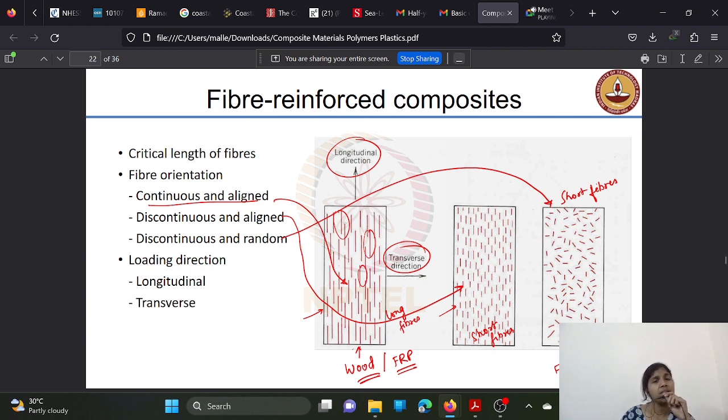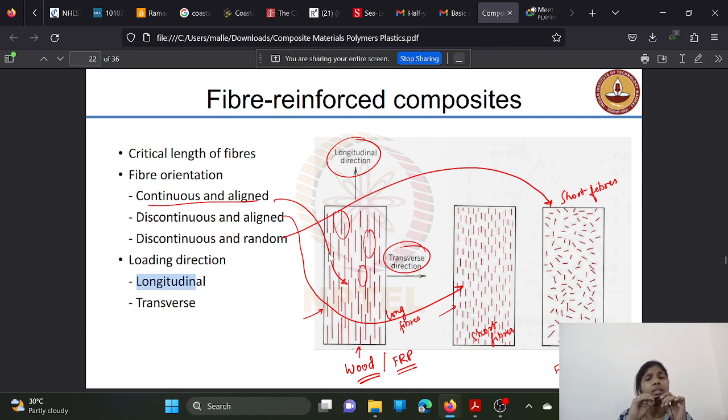And see, these are fiber reinforced composites. The critical length and fiber orientation. The fiber orientation is important here. In the first picture, it is continuous and aligned in the direction of loading. In the second picture it is discontinuous but still aligned. That means the short fibers which are discontinuous but are aligned in one direction. The third one is discontinuous and random. That means there are short fibers arranged in a random fashion, and the loading direction is both longitudinal and transverse.